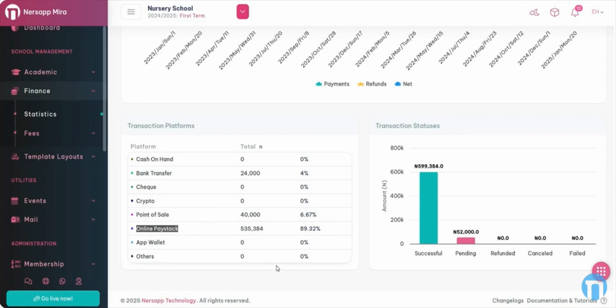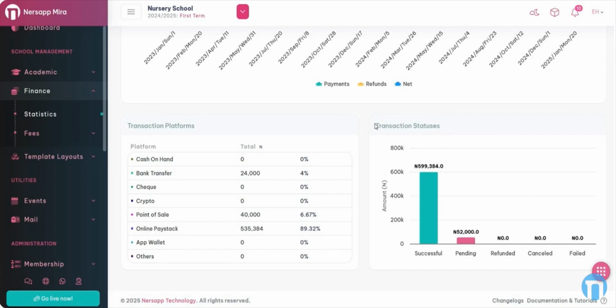For instance, you can see here online payment for Paystack took about 89.32%. Point of sale, that's POS, about 6.67%, and bank transfer about 4%. The rest were zero because they weren't used.